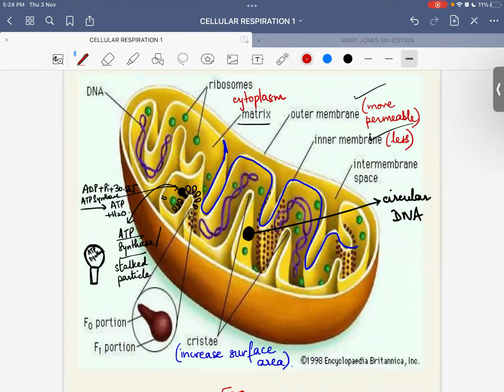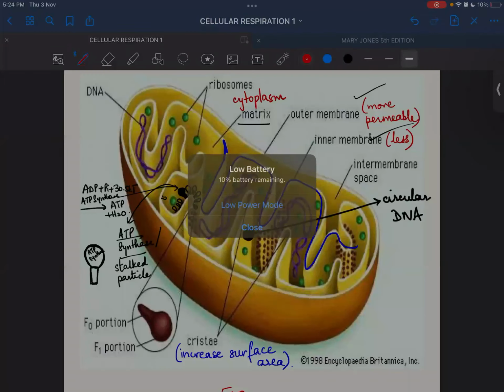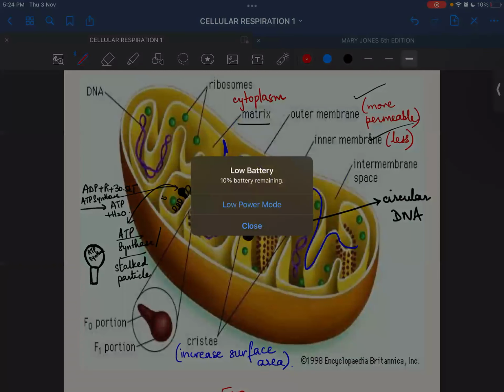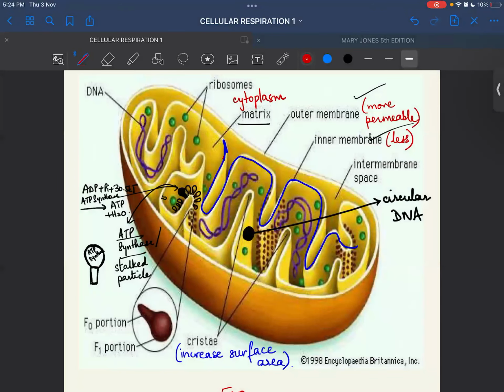Then we looked at our ribosomes. There are about 70S ribosomes. Inside the matrix, all the chemical reactions occur. It contains DNA, but it also contains circular DNA. Circular DNA means that it's able to replicate itself. So it's able to use that DNA to replicate for itself. That means the mitochondria is able to survive on its own. That makes it different from other organelles.